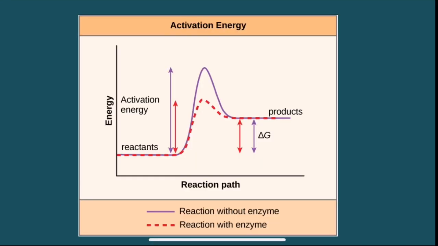Here's a chart that just depicts the activation energy. The solid purple line is the reaction without the enzyme, and the red dotted line is the reaction with the enzyme. As we can see here, the activation energy is lowered with the enzyme, and that means that it just allows it to happen quicker. There's not as much needed.